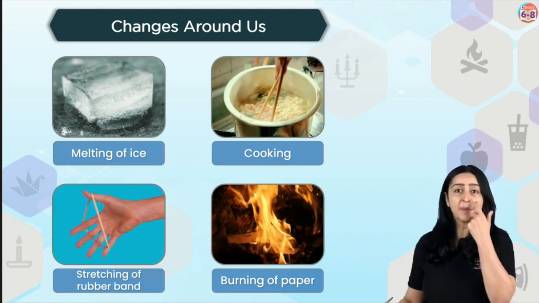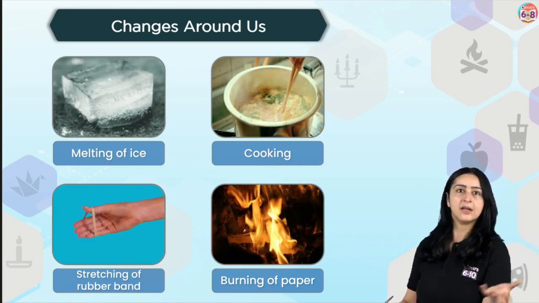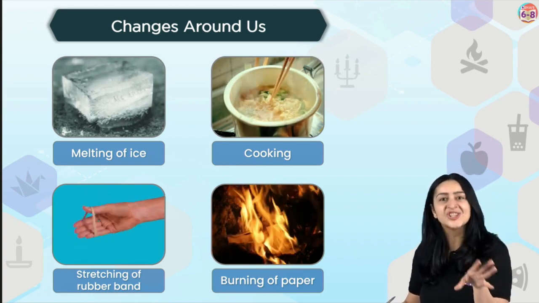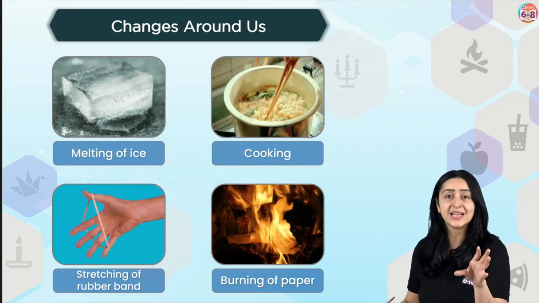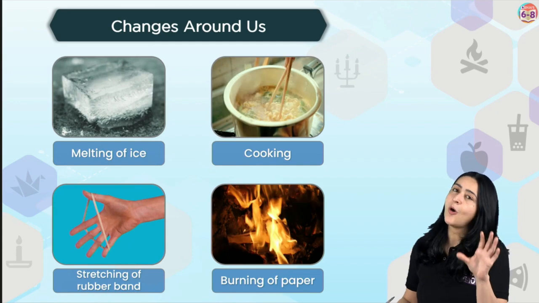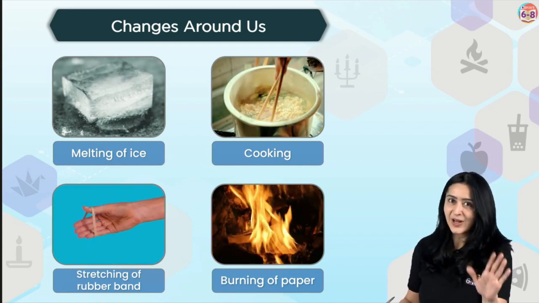Or for example, burning of paper. When you burn paper, it suddenly completely disappears. So what has happened over there? This is what we call a change, right? So a change is basically a process which alters one or more properties of a substance. This is something that you will have to remember.